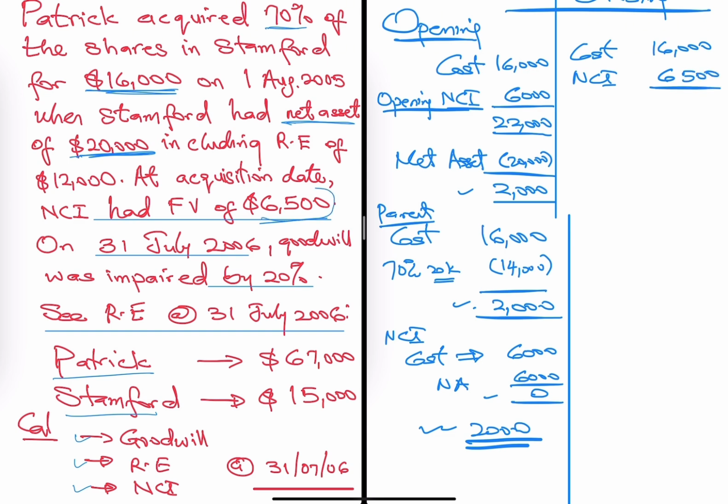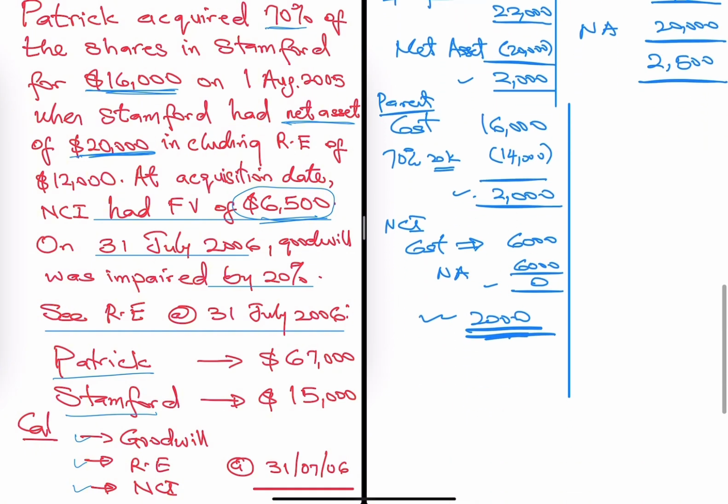So which means we're going to use 6.5 as opening NCI, and that will give us 22,500. The net asset acquired is 20,000, and you can see goodwill is different, 2,500. So it's different from what we have under here. So we have our opening goodwill. The next thing is to get our impairment. And they said the impairment was at 20%.